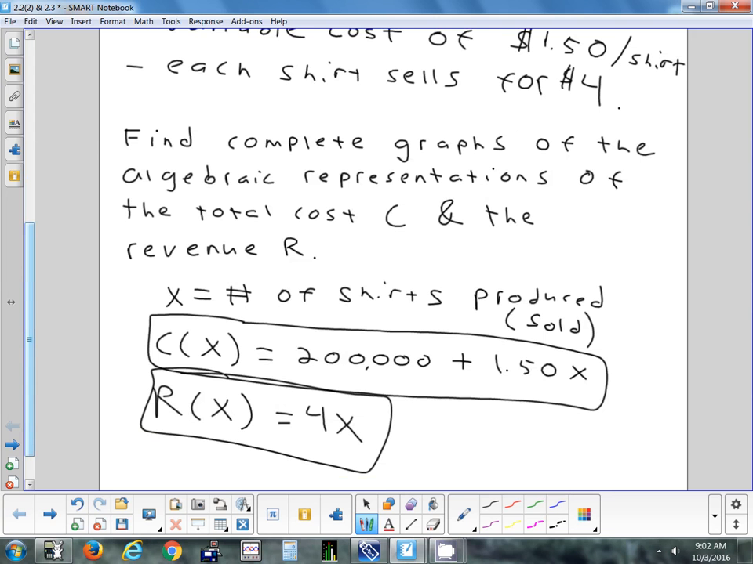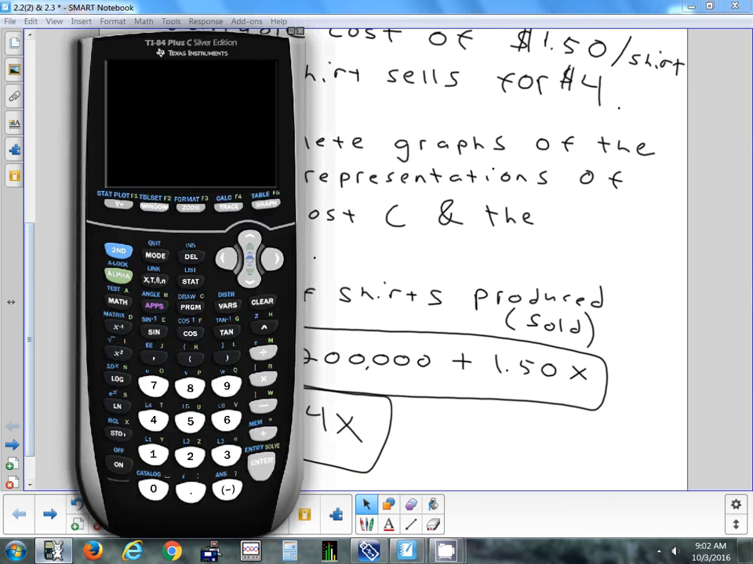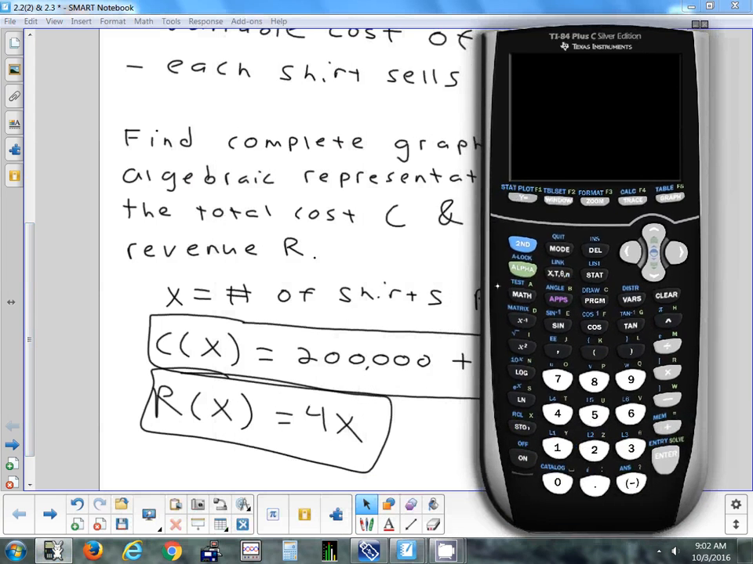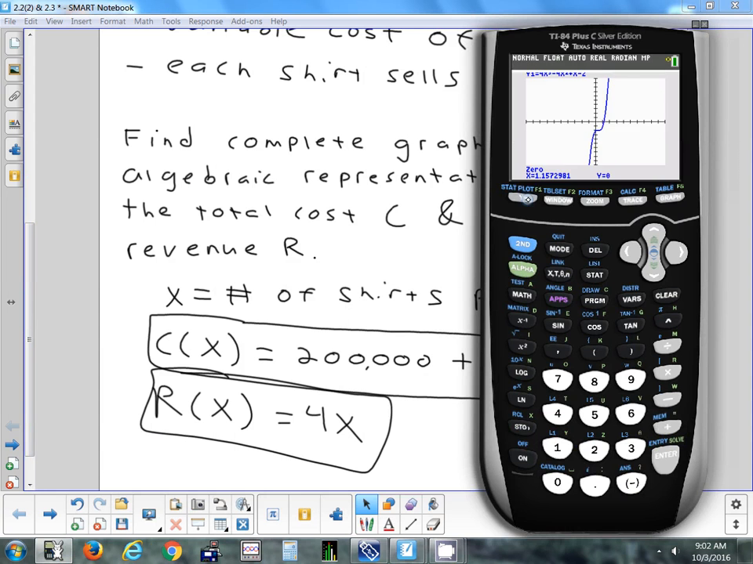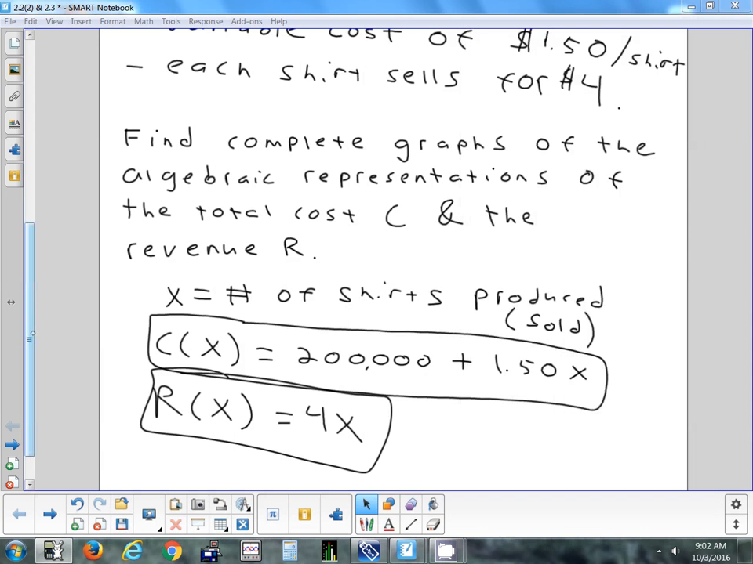All right, so now let's try to make a graph. And I've got some pretty big numbers here, so I'm definitely going to have to adjust my x-min and x-max. How about Alex? What if you look at this as like the equation of a line? What's this 200,000?